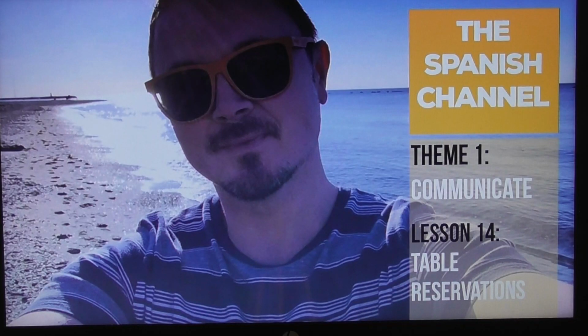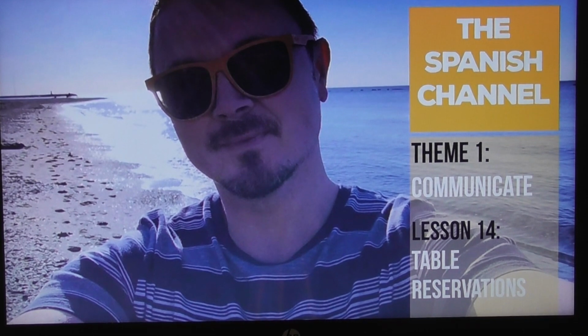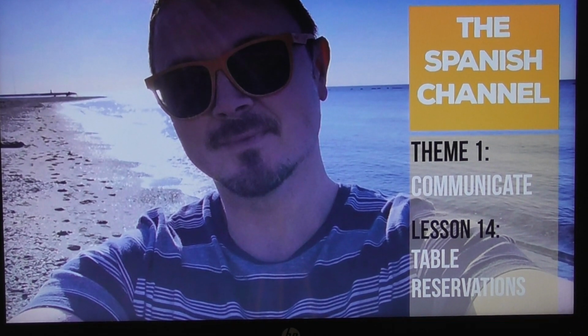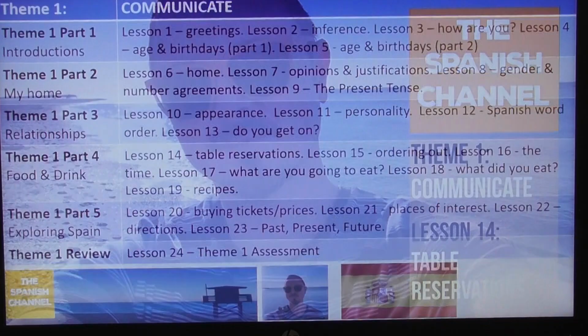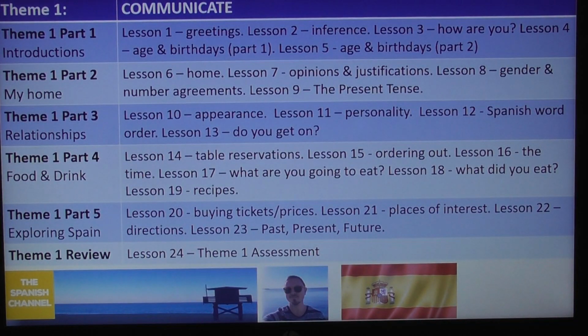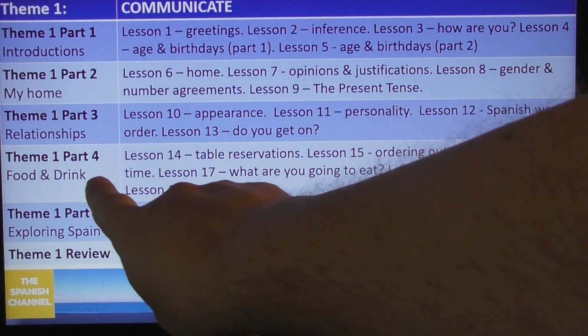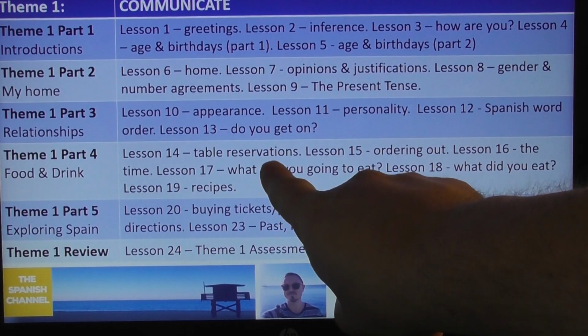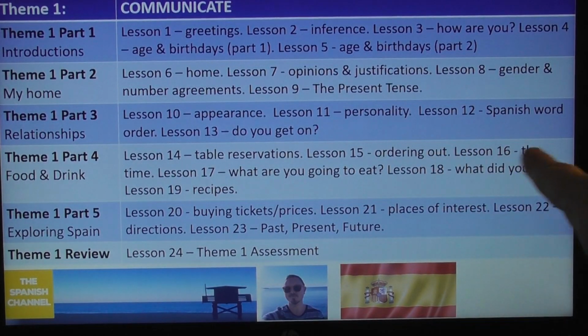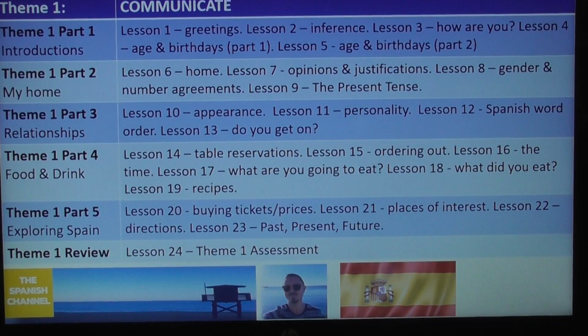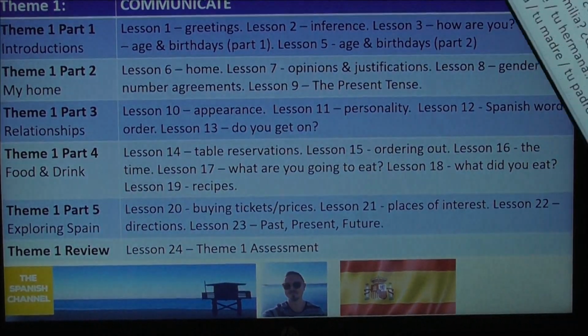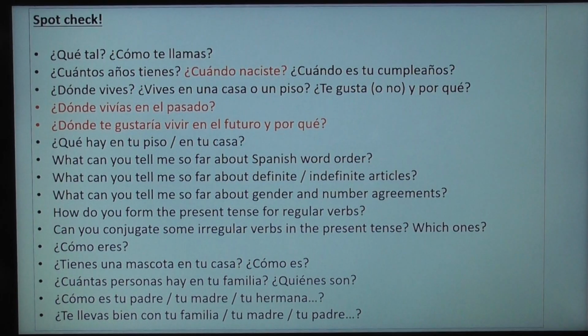Welcome everybody to Theme 1, Communicate. This is part 4 where we start looking at eating out, and today in lesson 14 we're going to talk about reserving a table at a restaurant. Just to show you where we are in our scheme of learning, we are here. So table reservations, ordering out, telling the time, what are you going to eat, some tense work throughout part 4. Hope you enjoy. Pause right there before moving any further.